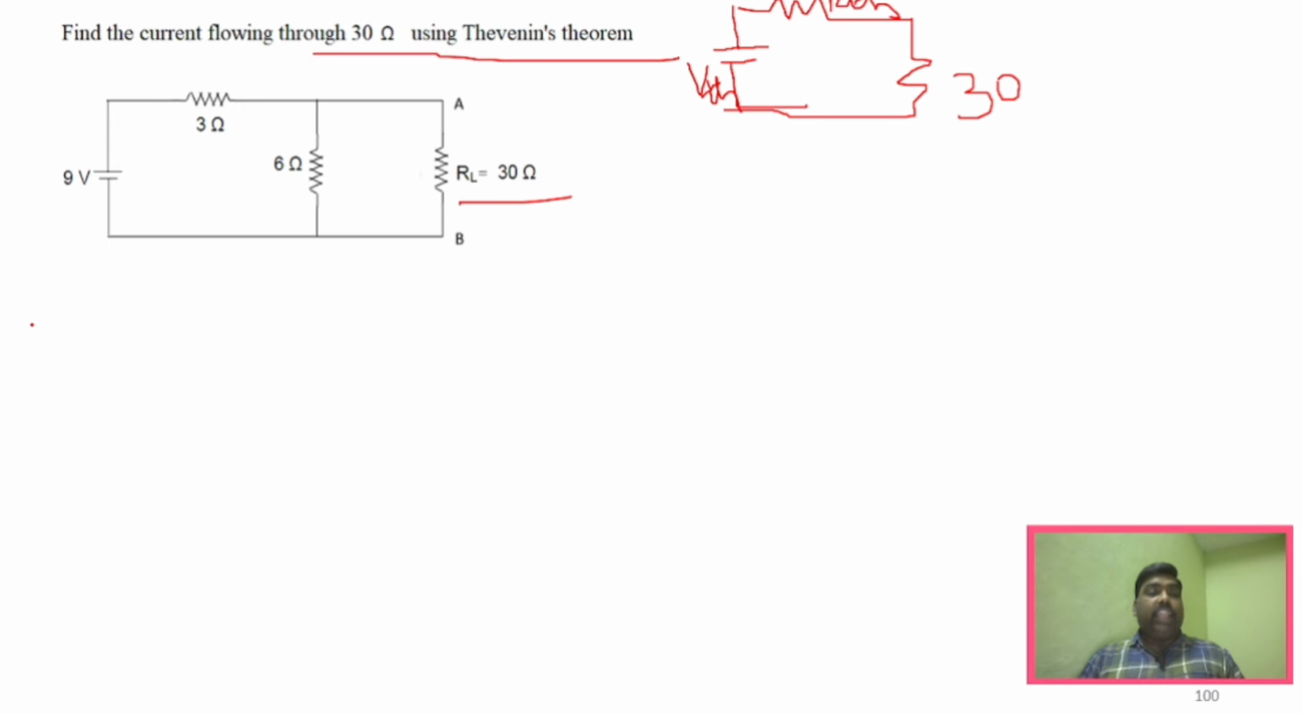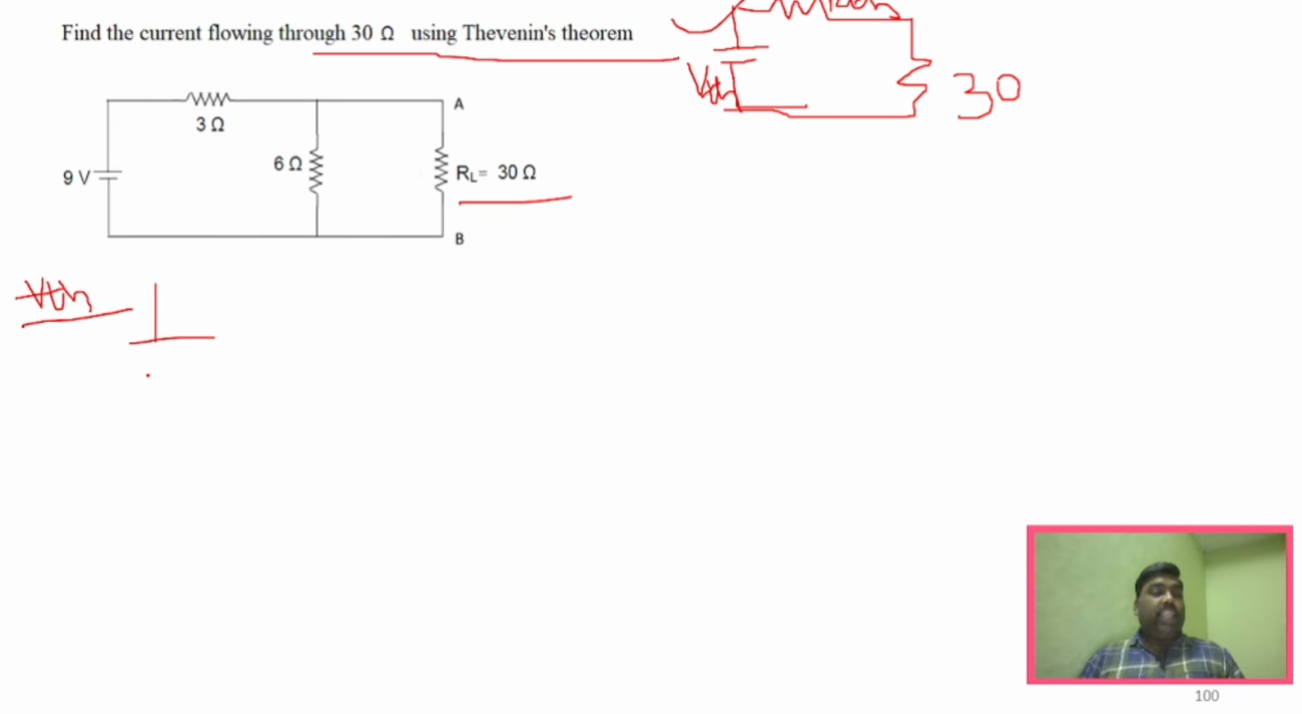To find out VTH, what is the first step you have to do? You have to remove the load resistance, only the load resistance. So we have to take this circuit. We have drawn the equivalent circuit. Why are we drawing the equivalent circuit? We need to find out VTH and RTH, and then substitute those values. But removing the load resistance has to be done from this particular circuit, the original circuit.